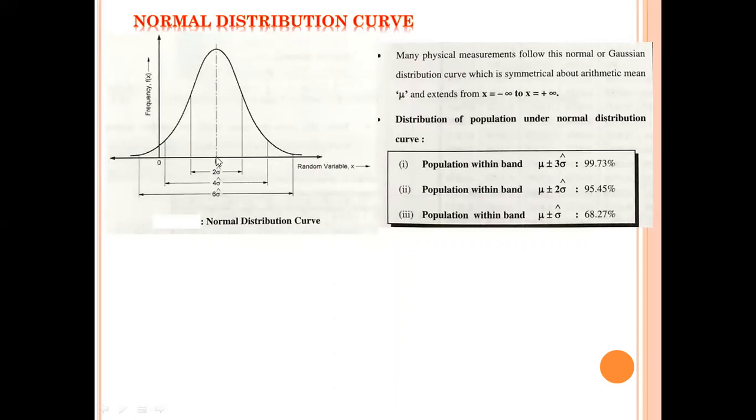The symmetrical value will be the arithmetic mean here. From the arithmetic mean to the positive side and negative side, it will be 2 times standard deviation, next 4 times standard deviation, next 6 times standard deviation. This gives the population within the band, which is nothing but the accuracy 99.73, 95.45 and 68.27.